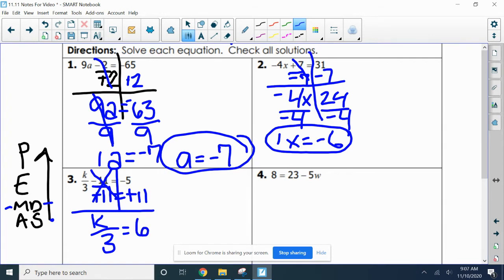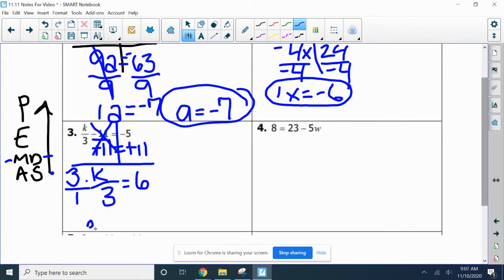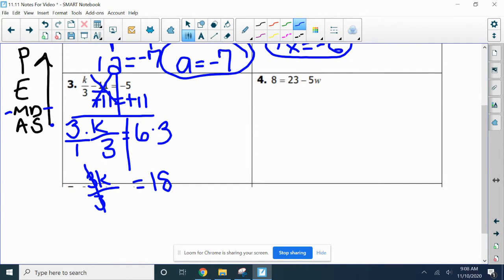So then our last step is to get rid of that division. Our inverse of division is multiplication. So in order to get rid of this, we're going to say times 3. I'm going to put it over 1. So we know 3 times k is 3k, 1 times 3 is 3, and that 3 over 3 simply cancels out to 1. So I'm left with 1k equals, and what I did to the left side, I still have to do to the right side. And 6 times 3 is going to give me 18. So 1k equals 18, or simply k equals 18.